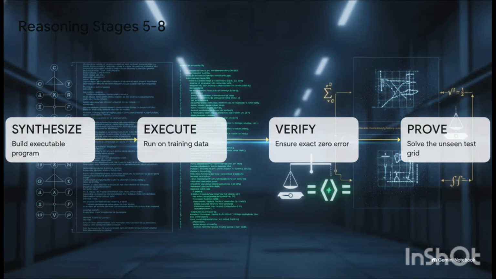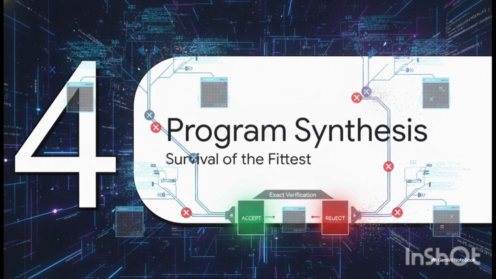And here is the second half of that governed pipeline: synthesize, execute, verify, and prove. After those hypotheses battle it out, the surviving logic is synthesized into a program, executed against the training examples, strictly verified, and then mathematically proven. Every single transition is deterministic. It leaves a clear, auditable trail. That takes us to section 4, program synthesis and competition, basically a survival of the fittest for logic.